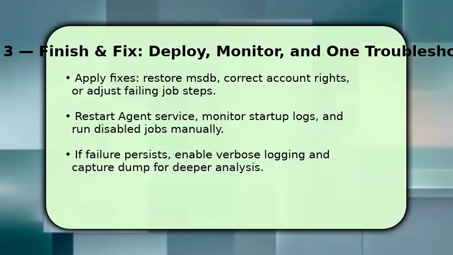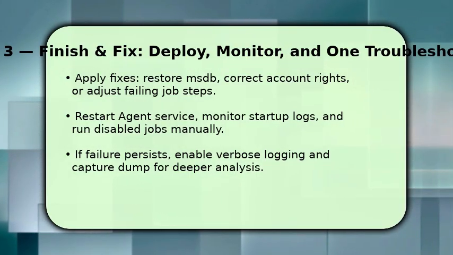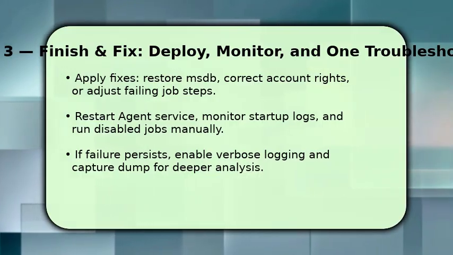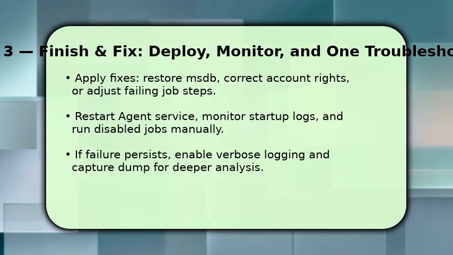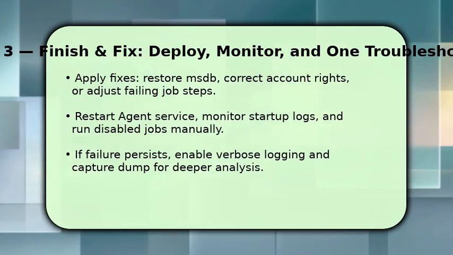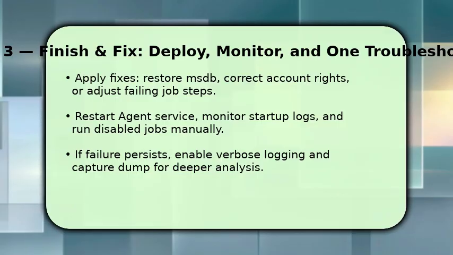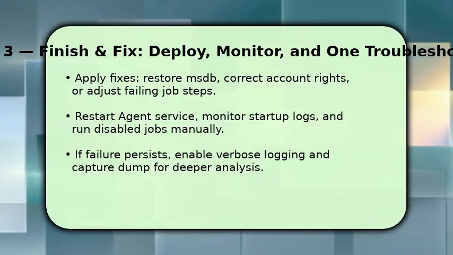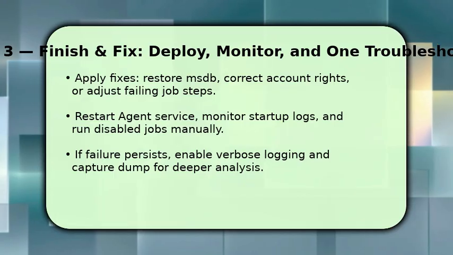Apply the specific correction you discovered: restore MSDB, repair permissions, or edit the failing job step. Then restart the SQL Server Agent service and watch the startup messages. Once running, run critical jobs manually to confirm success and re-enable disabled jobs one at a time.